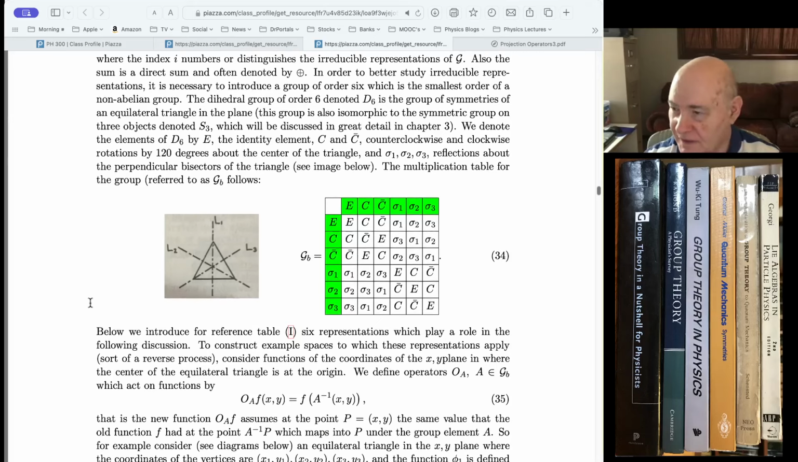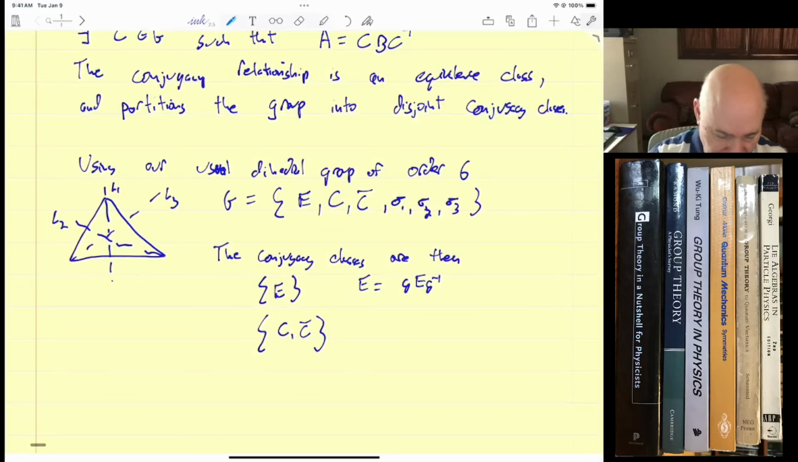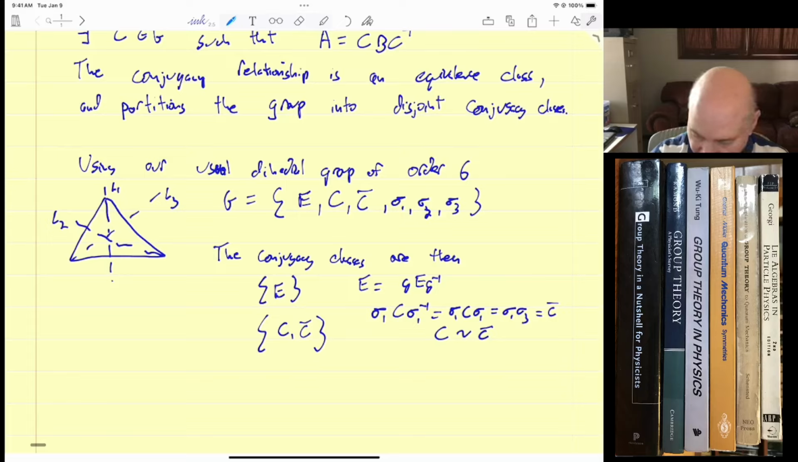So just by seeing this, I can't show them both at the same time, but you can follow along. For instance, sigma 1 C sigma 1 inverse is equal to, the sigmas are always their own inverses, sigma 1 C sigma 1, which is equal to sigma 1 sigma 3, which is equal to C bar. So this implies that C is conjugate to C bar. I'll use the squiggle for the equivalence relation for conjugacy. So C is equivalent to C bar. And you can do the same thing with C bar, and you'll get C. So, remember, equivalence relations are reflexive and transitive.